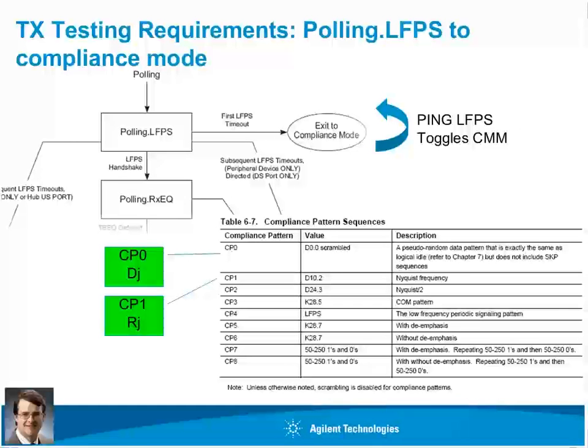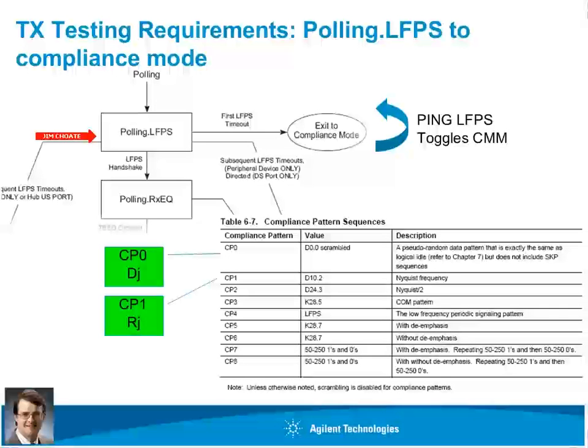So for 3.0, all devices start up in a polling state, and they're looking for low impedance termination on their transmitter to indicate they're connected to a real receiver. If they detect that, they enter the polling.lfps mode shown here, which is one of the first things we test for transmitter compliance.